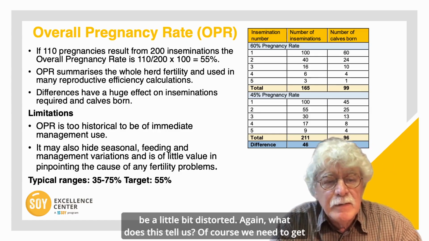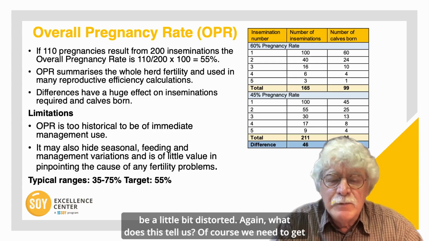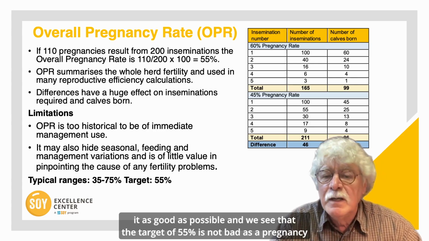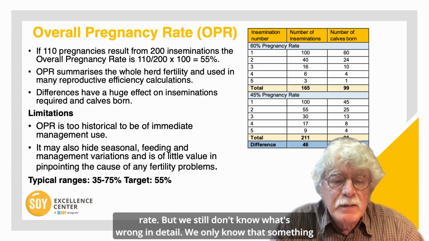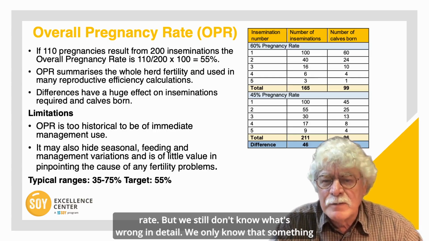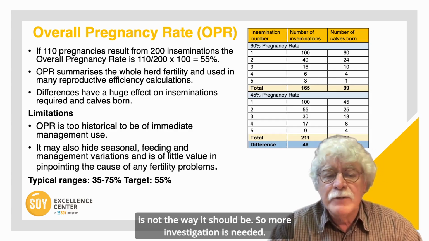Again, what does this tell us? Of course, we need to get it as good as possible, and we see that the target of 55% is not bad as a pregnancy rate. But we still don't know what's wrong in detail. We only know that something is not the way it should be. So more investigation is needed.